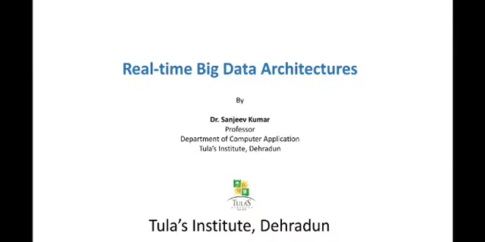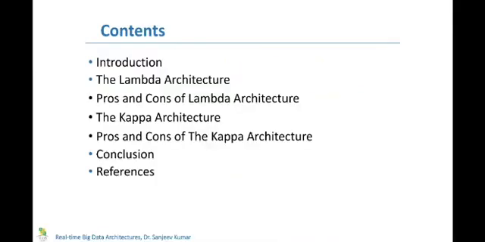Real-time big data architectures. The contents are: introduction, Lambda architecture, pros and cons of Lambda architecture, the Kappa architecture, pros and cons of the Kappa architecture, conclusions, and the references.